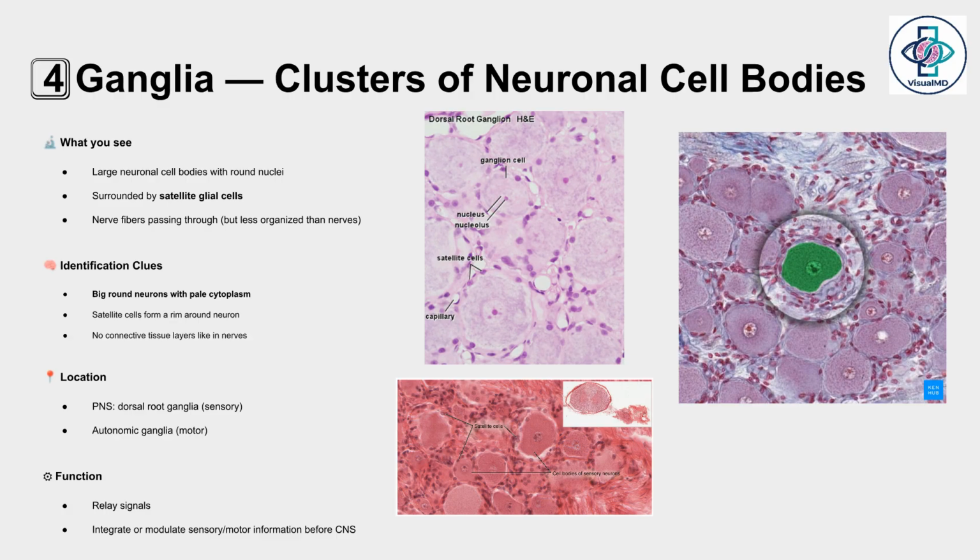Ganglia are clusters of large neuronal cell bodies in the PNS, rimmed by satellite glial cells. They function as relay centers, modulating sensory and motor information.